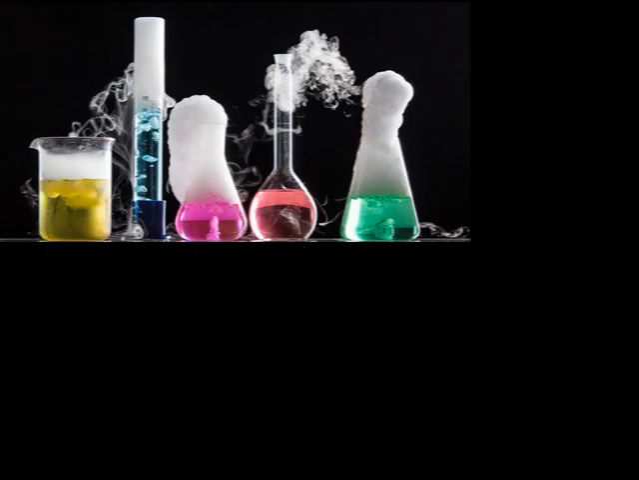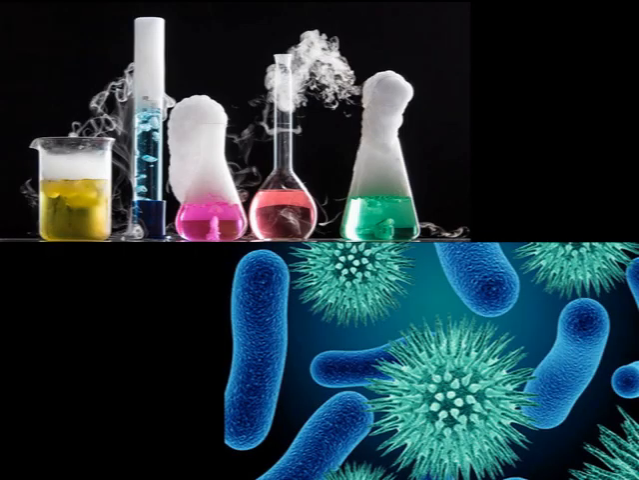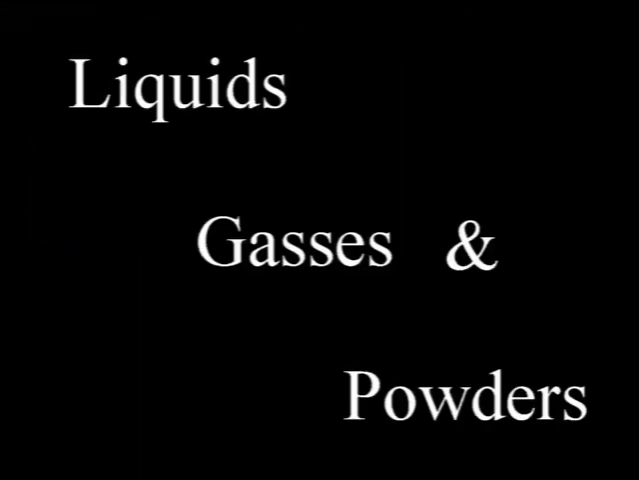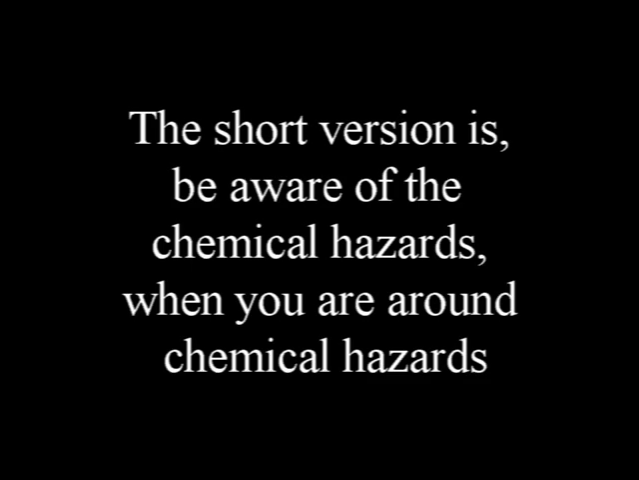2 other types of eye hazards are chemical and disease. Chemical eye hazards are when chemicals in one form or the other get into the eye, or eyes. These hazards can be liquids, gases, and powders. Eye protection is designed to guard against these types of hazards. To go into specific detail on all of the different types of protection against chemical hazards is beyond the scope of today's lesson. The short version is, be aware of the chemical hazards when you are around chemical hazards.